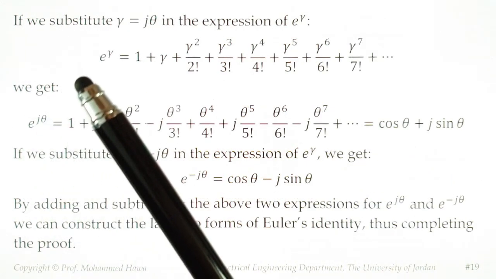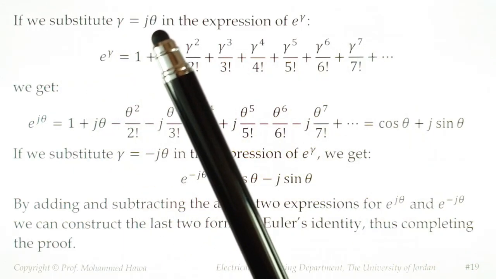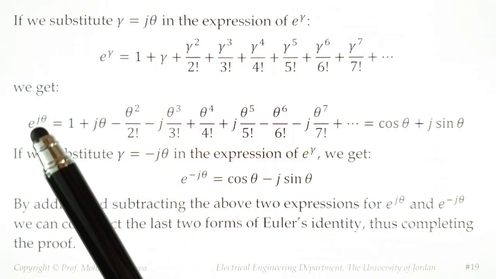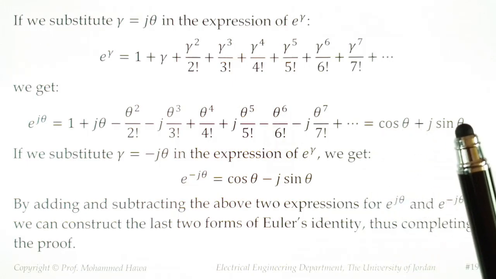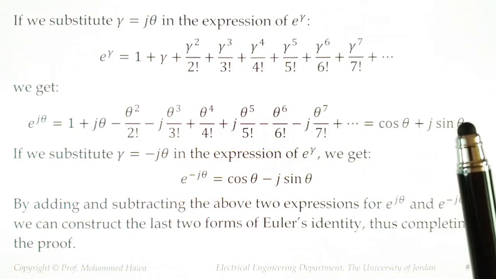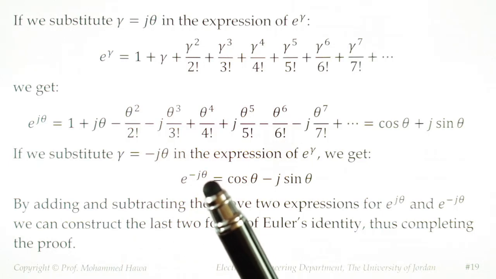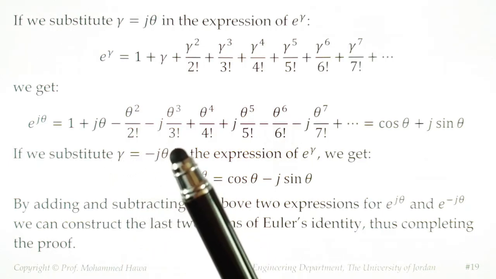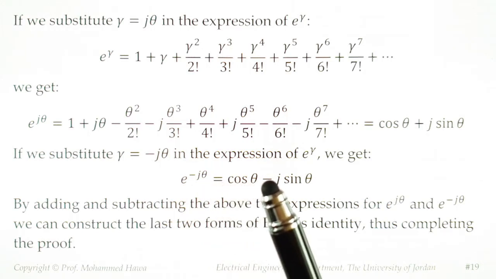Of course, all you have to do is take the Taylor series expansion and substitute gamma equal j theta. The result is e to j theta equal this much, which we've seen a second ago, equal cosine theta plus j sine theta. So the proof that e to j theta is equal cosine theta plus j sine theta is very simple. If you want to prove the part e to minus j theta, then substitute gamma equal minus j theta. You'll see that e to minus j theta is equal cosine theta minus j sine theta. Those are the first two forms for Euler's identity.